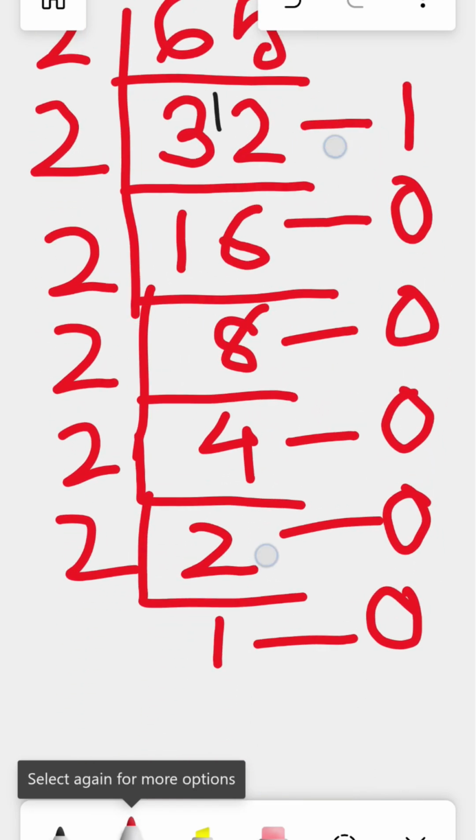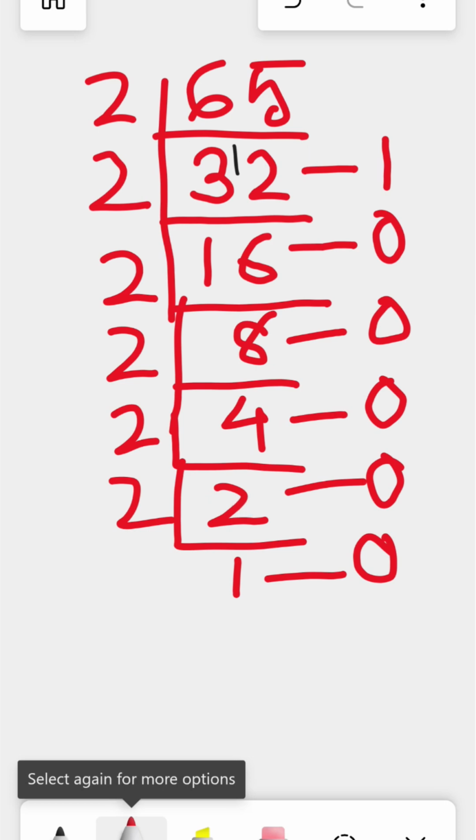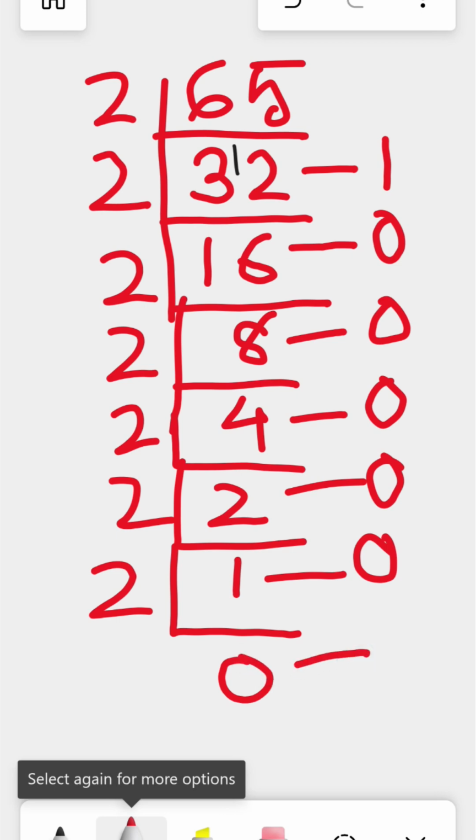Now we can continue one more step. We can divide it one more time by 2. Now you see we have 1. We cannot divide 1 by 2. That's why we will write 0, means 0 times. And that 1, whatever is left, will go to the right hand side.